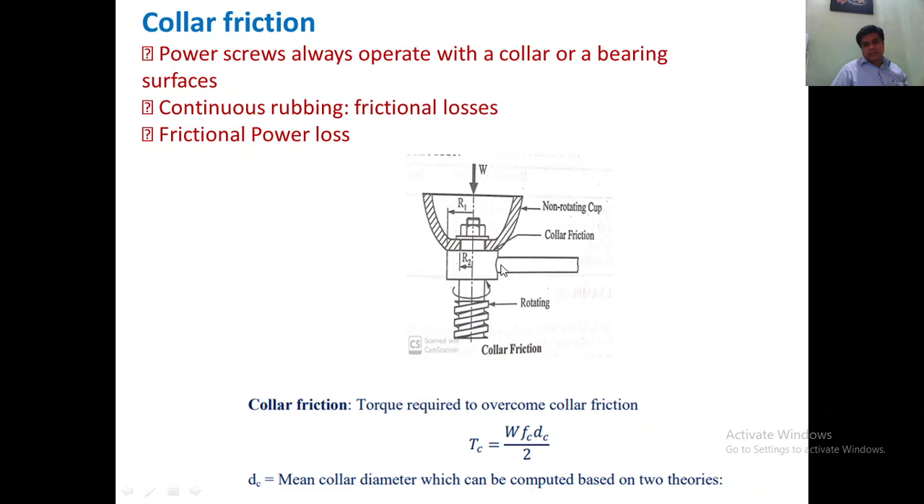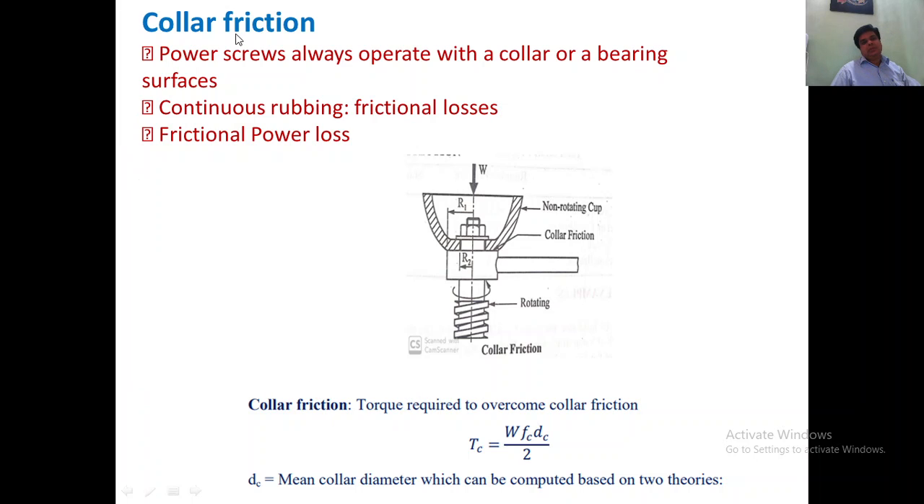Whenever we are rotating this handle bar, there will be friction between this collar and this cup. This friction is called collar friction. Whenever this screw is rotating, the cup is fixed here, so there will be friction developed between the collar and the cup. That is called collar friction. And these are the diameters of this cup here. We have the inside diameter and outside diameter of the cup or the collar. If you take this as the collar, we have R2 and R1. This is the weight or the load which is being applied, which is being designed for the power screw to raise or lower.